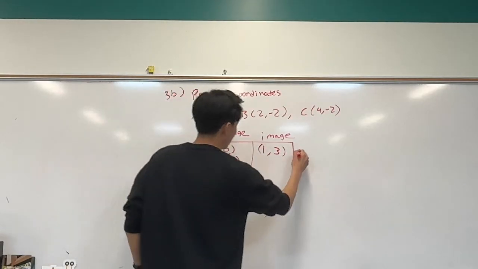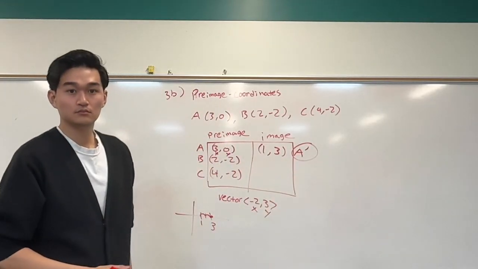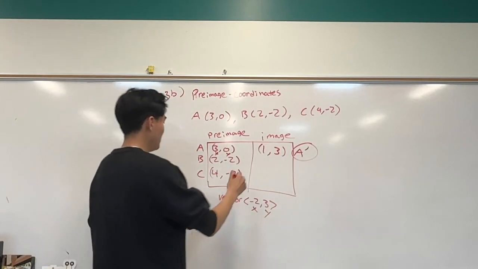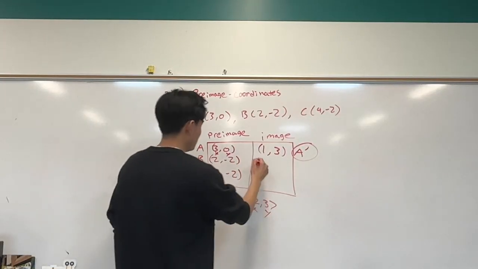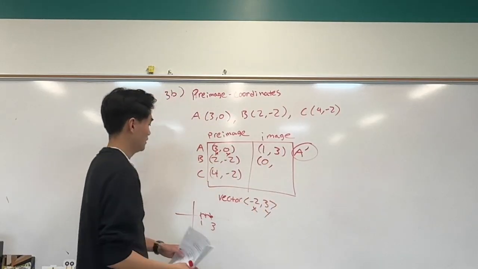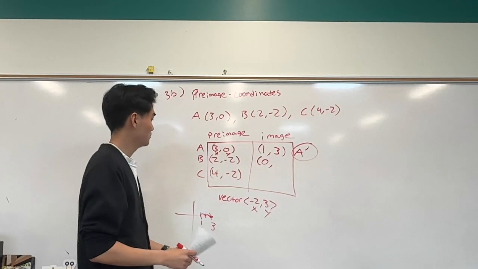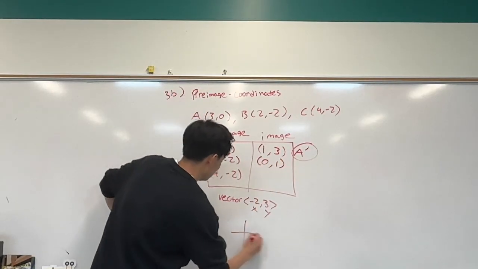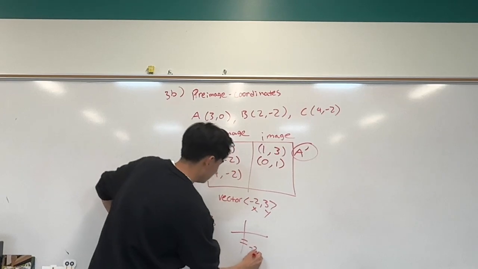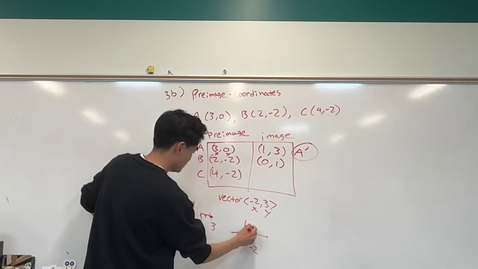And make sure you write A prime, because this is the image now. For B, do the same thing. I have 2, and I'm moving to the left 2, which means I'm going to be at 0. -2, going up 3, that means I'll be at 1, right? Because -2 is here. And if I'm moving up 3, 1, 2, 3, I'm going to be at 1, right?